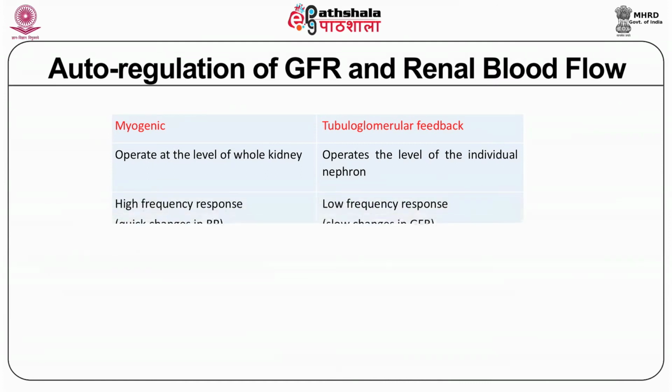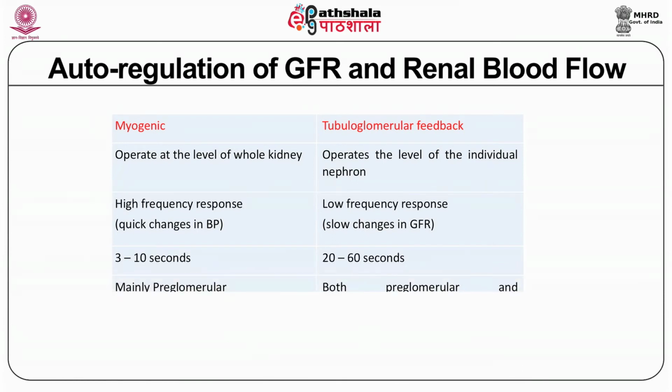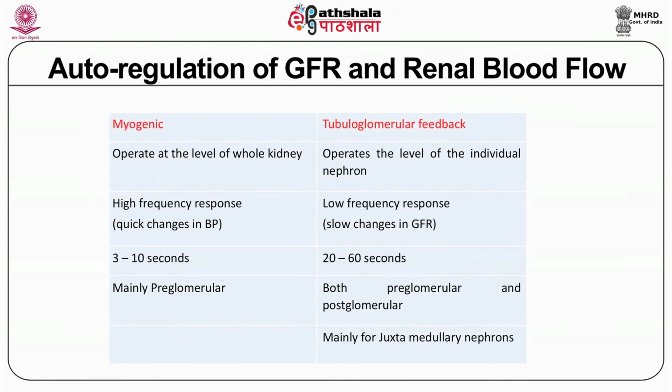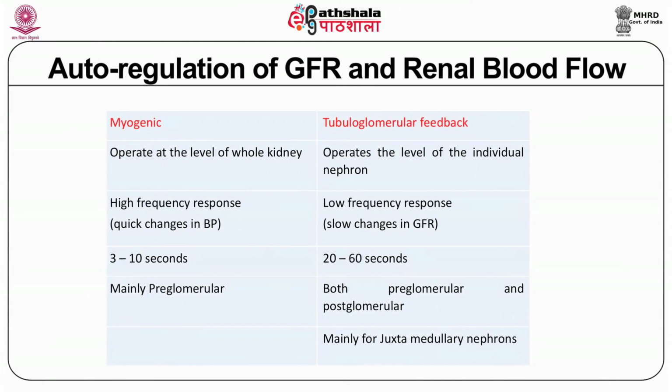The myogenic response is a high frequency response that quickly changes with blood pressure, while the tubuloglomerular response is a low frequency response that changes slowly in effect. The myogenic mechanism takes about 10 seconds, while tubuloglomerular feedback takes 20 to 60 seconds. The myogenic mechanism is mainly pre-glomerular, while tubuloglomerular feedback involves both pre-glomerular and post-glomerular vessels. Mainly the juxtamedullary nephrons show the tubuloglomerular feedback response.